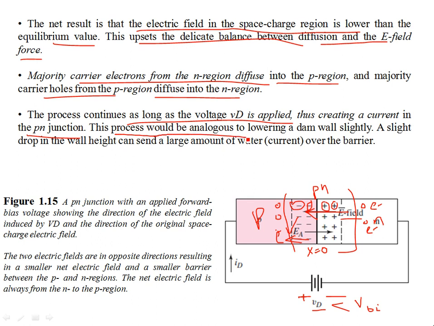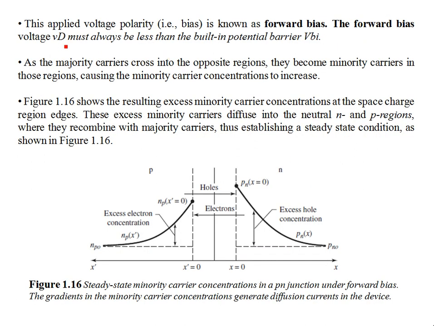This process is analogous to lowering a dam wall. For example, if the dam wall is lowered, there is a large flow of water, so a slight drop in wall height can send a large amount of water, or current, over the barrier. It's just like that. We are lowering the barrier potential. So the depletion width of the space charge region is decreasing, and you're lowering the barrier in order to allow the flow of charges across the interface.